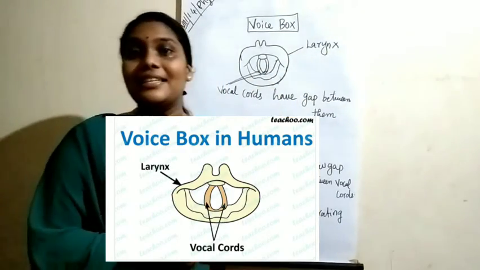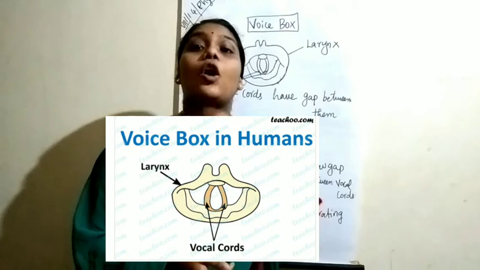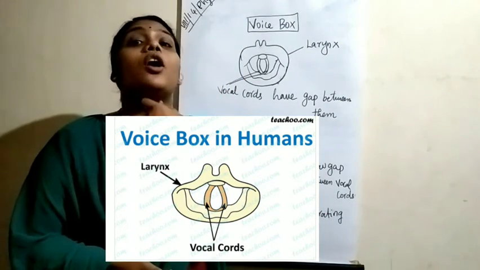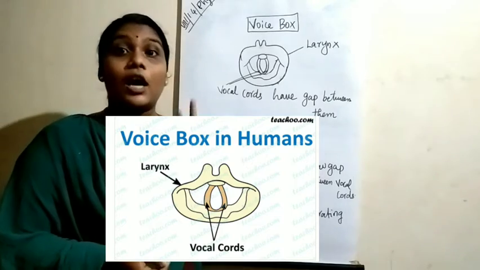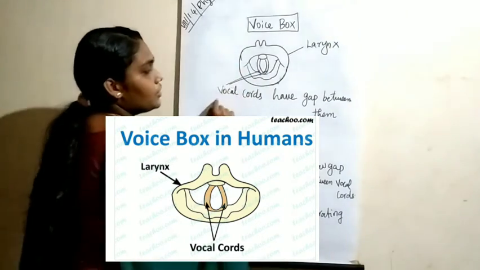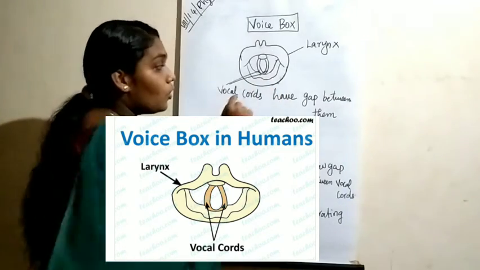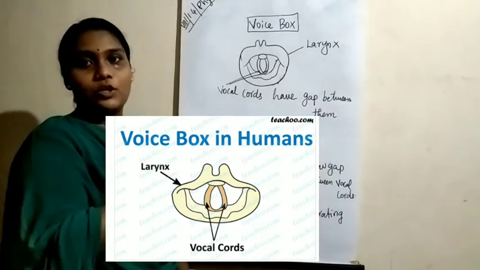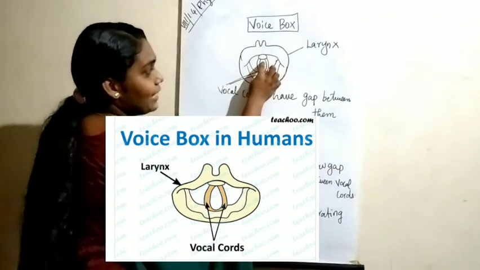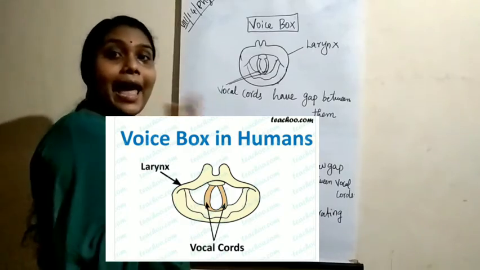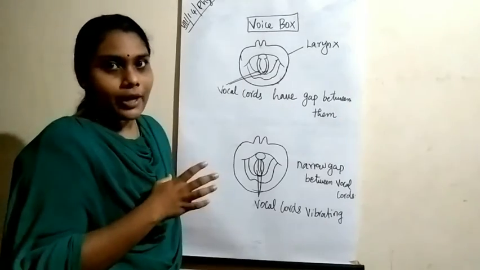This larynx is at the upper end of the windpipe. There are two vocal cords attached to it. There is a narrow gap between them from where air can pass. Okay, all of you can understand.